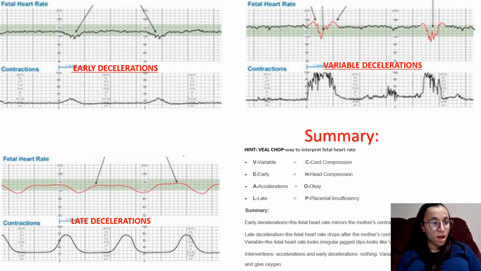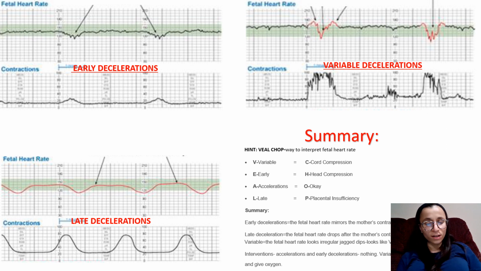monitor. Variable, it actually looks like a V for variable, so that's easy. See over here, V for variable. And basically, it's when the umbilical cord is compressed. What you want to do is change the mom's position because you want to relieve the cord compression. You give them oxygen, etc., and tell the doctor.